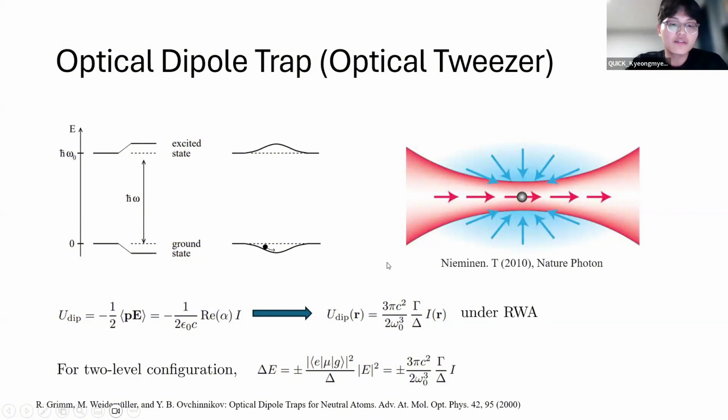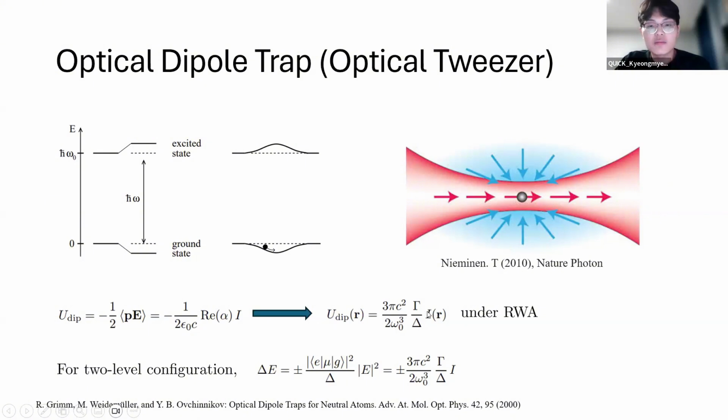And recall that if there is an oscillating electric field interacting with the atom, the energy level of the atom shifts by a certain amount, and this is called the AC Stark shift. So under the presence of an oscillating electric field, the energy levels get shifted by a certain amount. And in the 2-level system, we find that the AC Stark shift can be expressed as follows. And notice how the 2 expressions are equal. The optically induced AC Stark shift of the ground state exactly corresponds to the dipole potential for the 2-level atom.